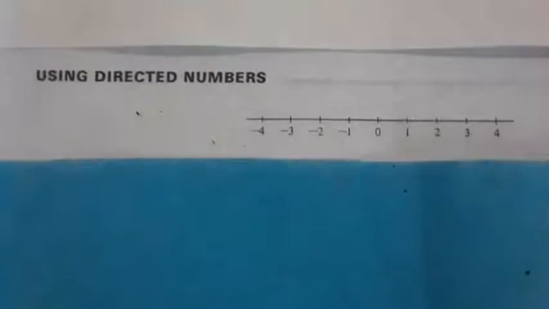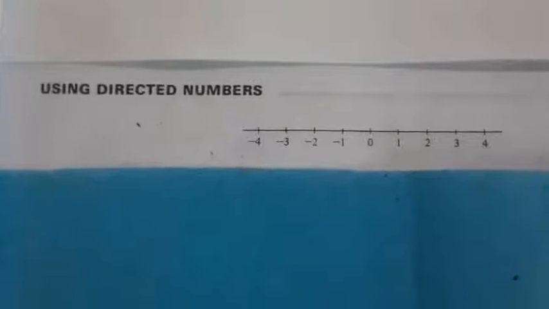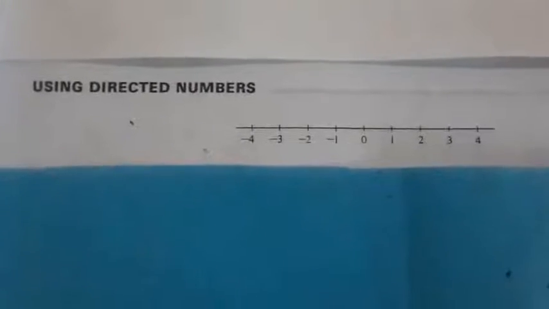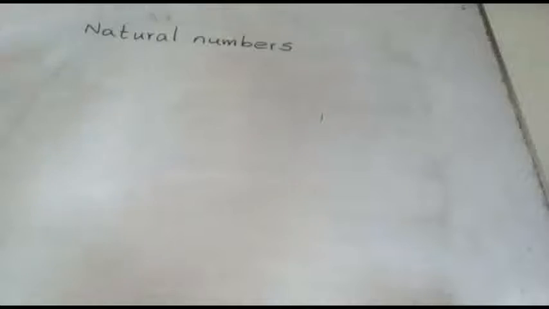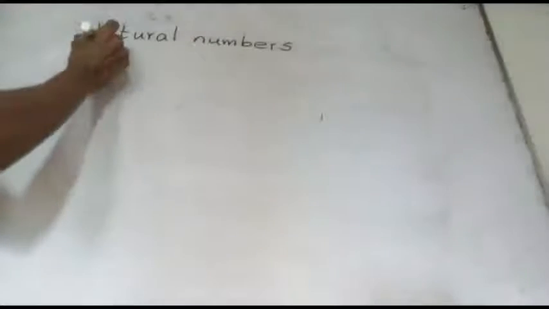In this video, we are going to discuss the summary of directed numbers. Natural numbers: 1, 2, 3, 4 and so on. They are natural numbers.